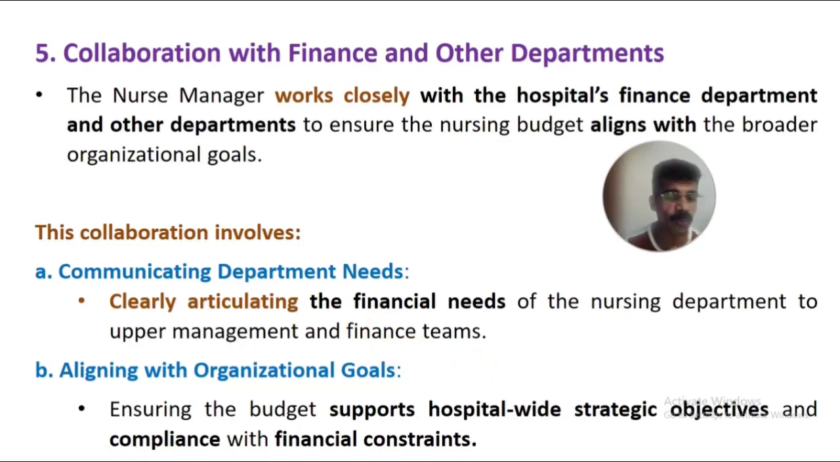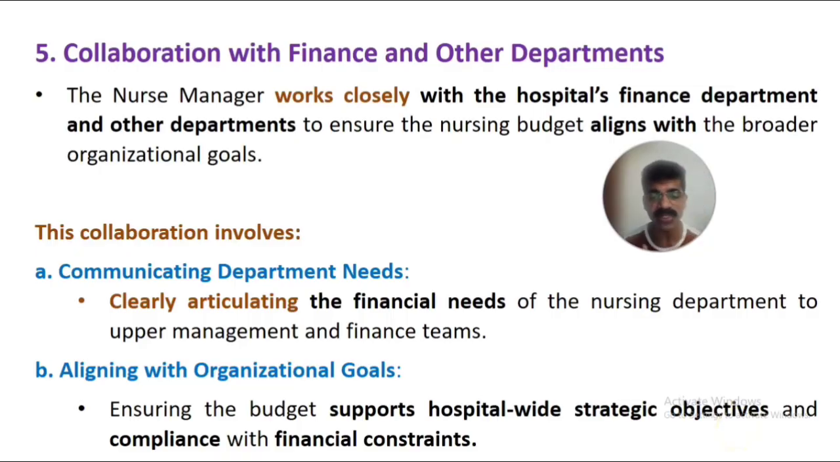So it has to be properly monitored and planned, then it has to be clearly informed. That is called clearly articulating the financial need of the particular nursing department, or all the nursing departments in the hospital, to the upper management, top level management and the hospital finance department. Second one is aligning with the organizational goals, ensuring the budget supports the hospital-wide strategic objectives.